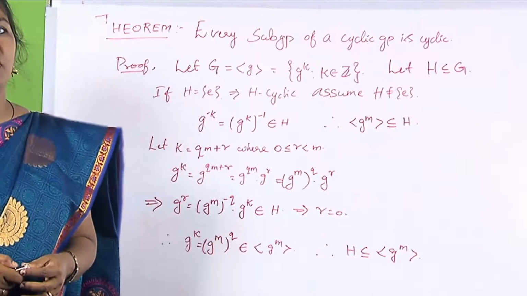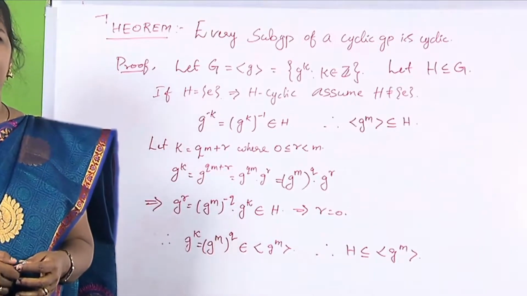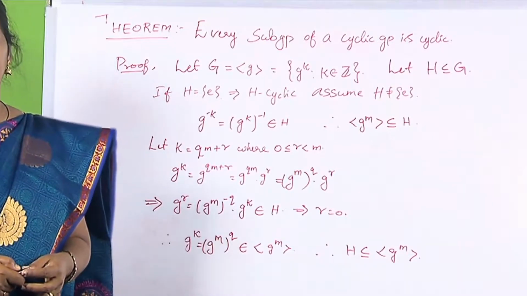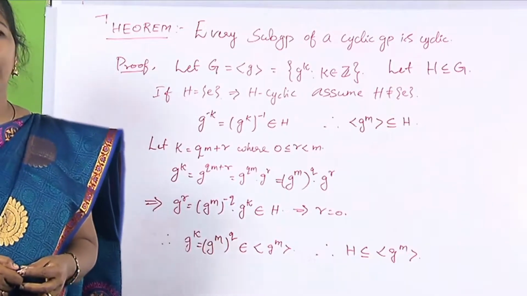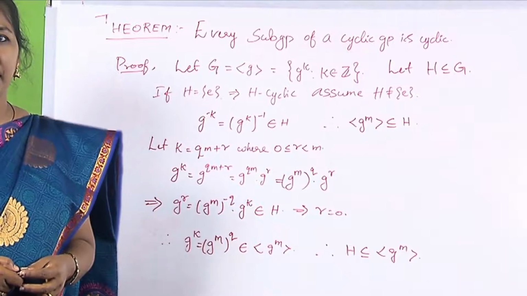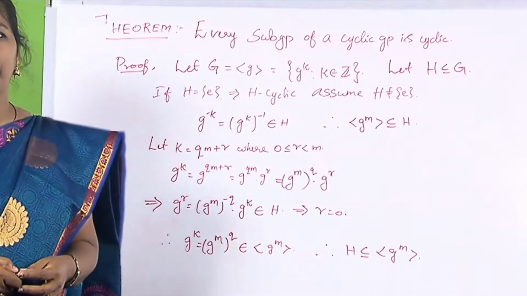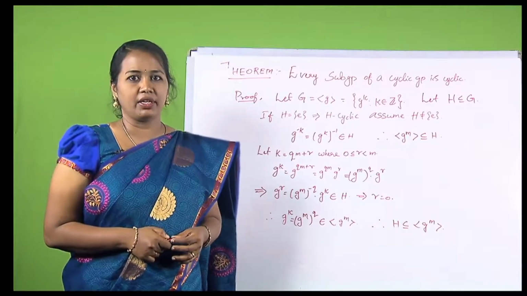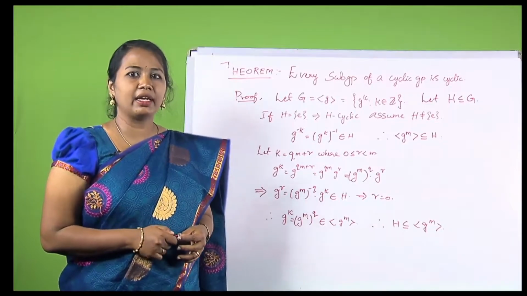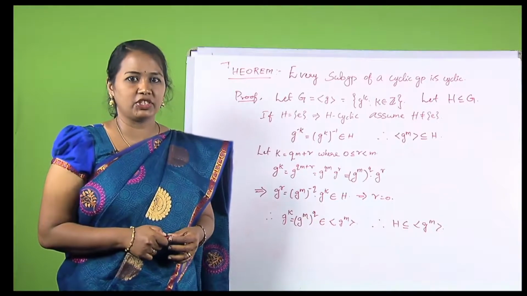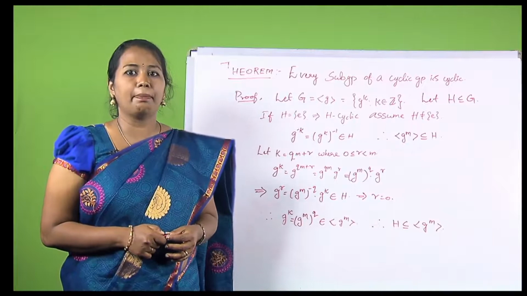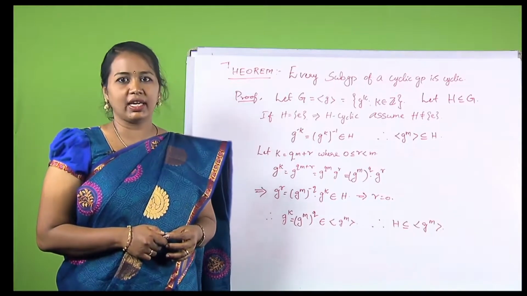So let m be the smallest positive integer such that g^m belongs to H, then certainly all powers of g^m are also in H, and therefore the group generated by g^m is a subset of H. We claim that this inclusion is an equality. To see this, let g^k be any element of H. Recall that all the elements of G, and hence H, are powers of g since G is cyclic.